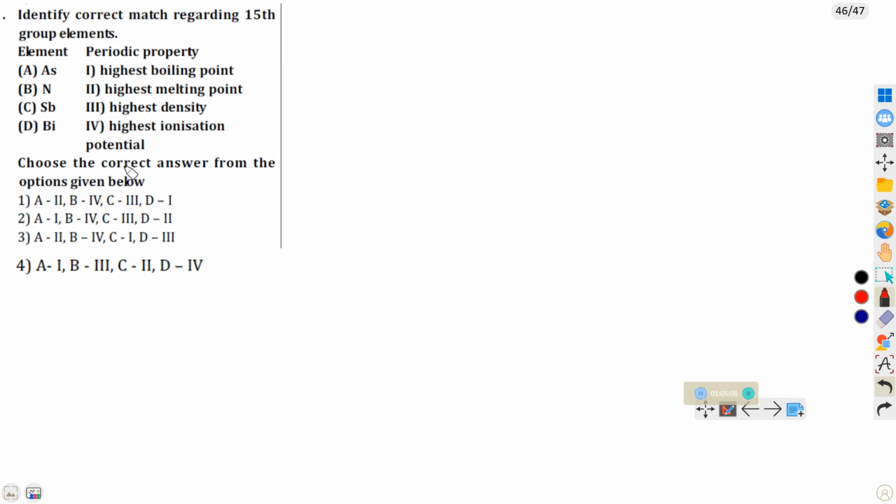Match the following. Arsenic, highest melting point, A2. Nitrogen, highest ionization potential, B4. Antimony, highest boiling point, C1. A2, B4, C1. Third option is correct.